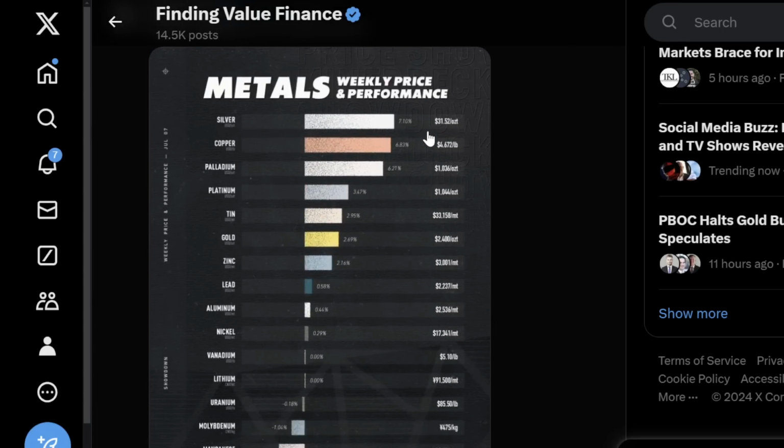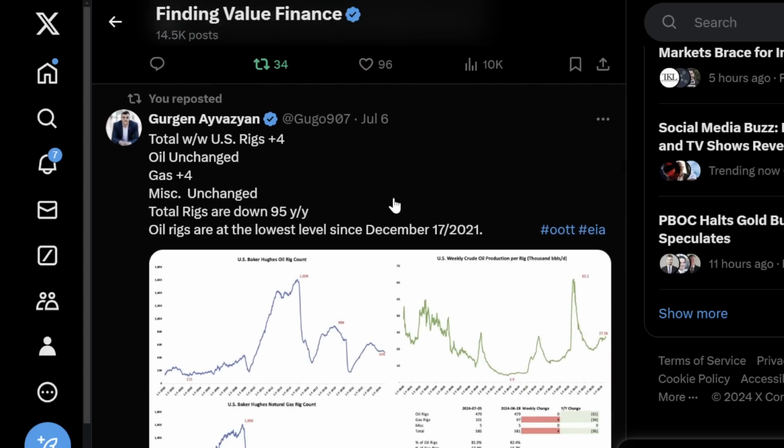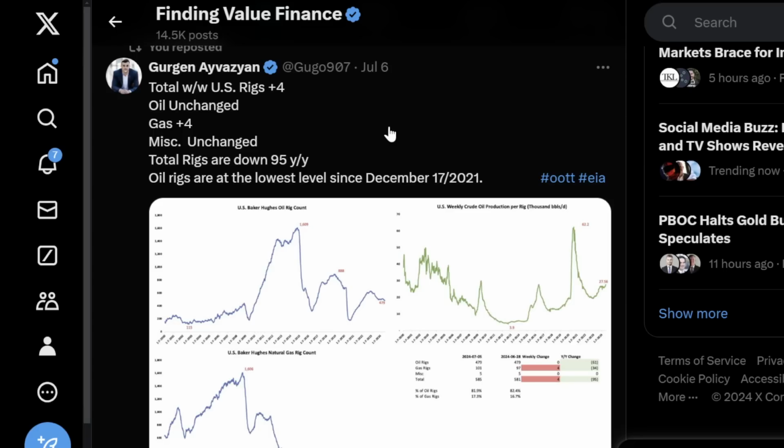Here's the metals weekly price performance. Silver, copper, palladium, and platinum all looking very good. Gold also a strong performer. The weak performers, manganese has just been taking it. Molybdenum, uranium's a little bit down, and everything else is kind of just flat on the week. For rig counts, we are up 4 rigs, so we are consuming 4 more rigs, and they are all in natural gas. Everything else is unchanged. We're at 9, so total rigs are down 95 year over year.